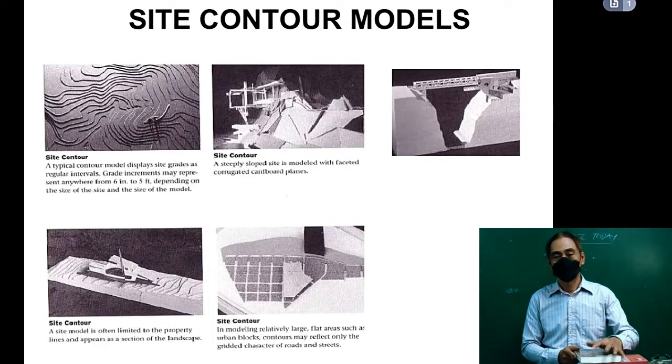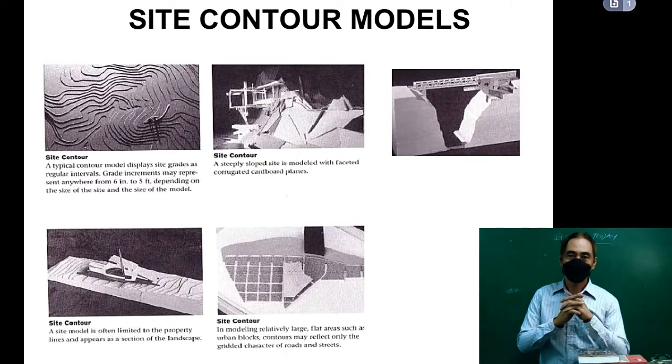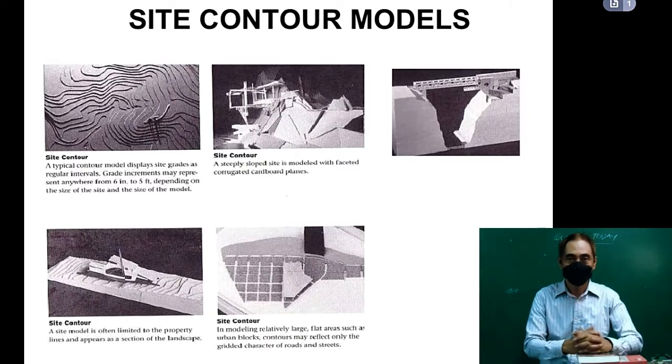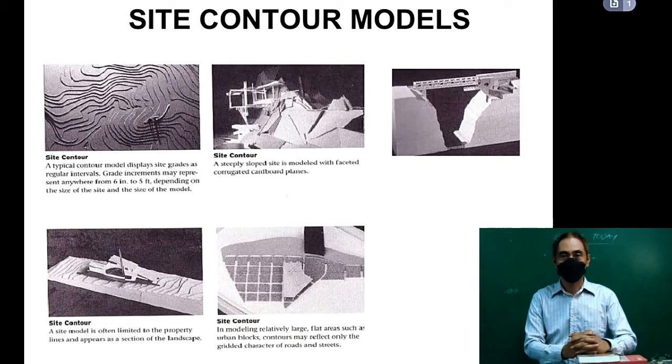So we have here site contour models. In picture number 1, a typical contour model displays site grades at regular intervals. Grade increments may represent anywhere from 6 inches to 5 feet, depending on the size of the site and the size of the model.